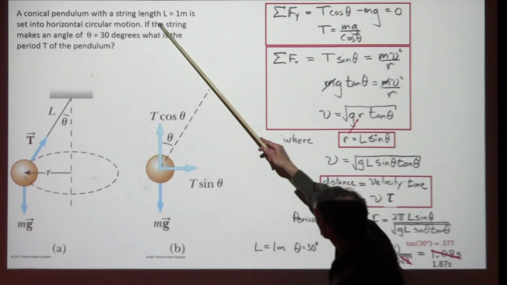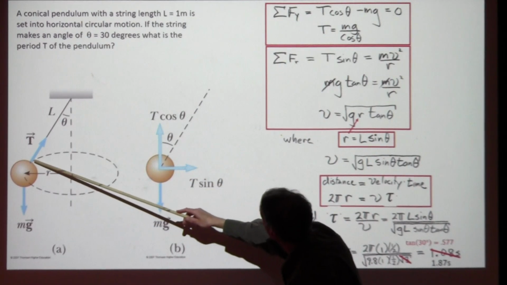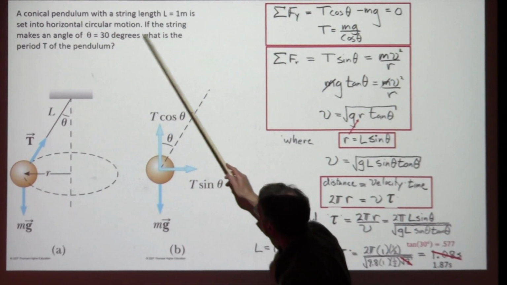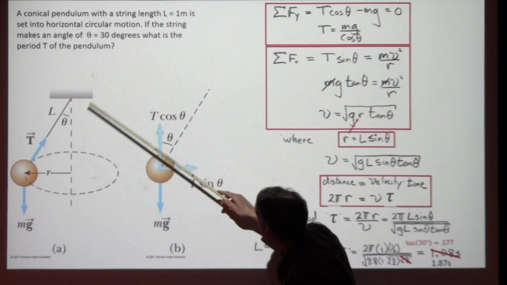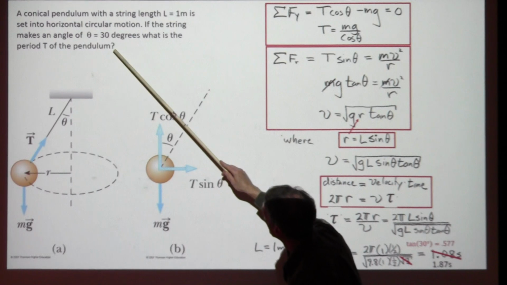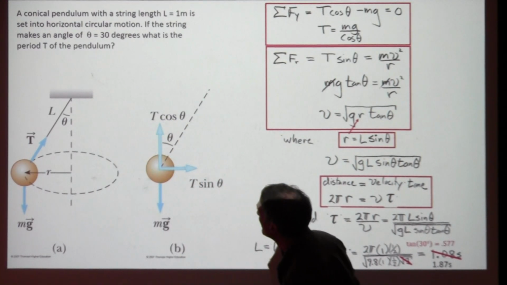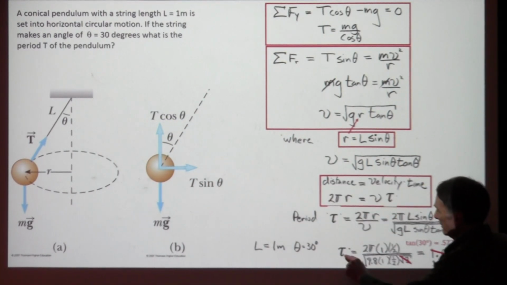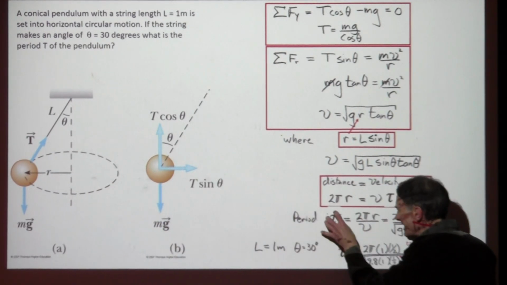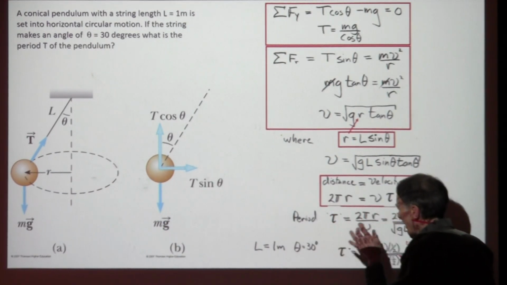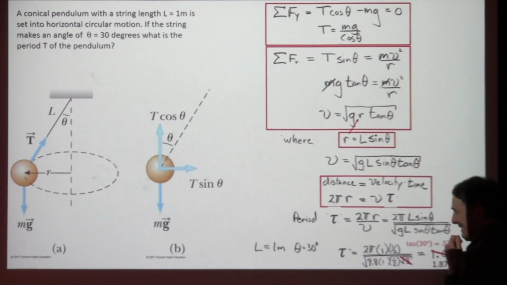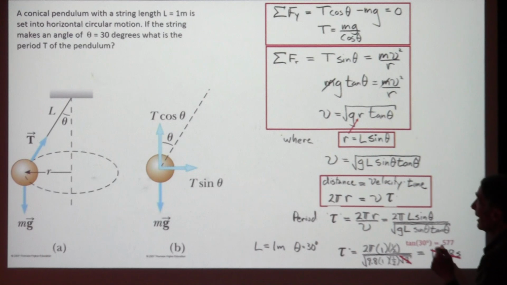We've got a 1 meter long string set in a horizontal circular motion. If the string makes an angle of 30 degrees, what is the period T of the pendulum? Actually, I should say tau. I had a T for tension here, and then I had a T for period, and I changed that to a tau this morning, so it's not so confusing.